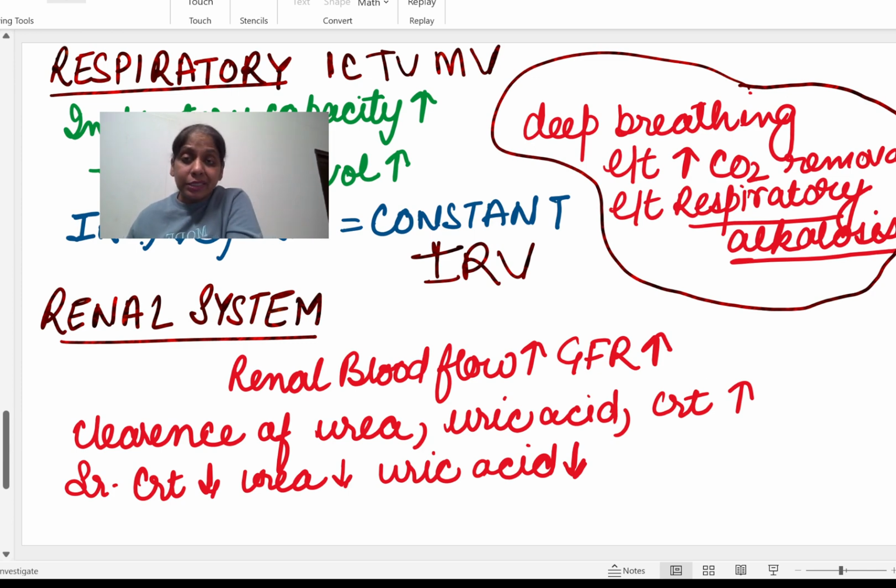Now let us see what are the changes in the renal system. As you know that all the blood flow has increased, so the renal blood flow also gets increased, which leads to an increase in GFR. And the increased GFR leads to increased clearance of urea, uric acid and creatinine. So there is a decrease in serum creatinine, serum urea and serum uric acid because of their increased clearance.